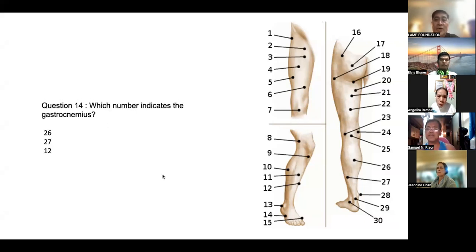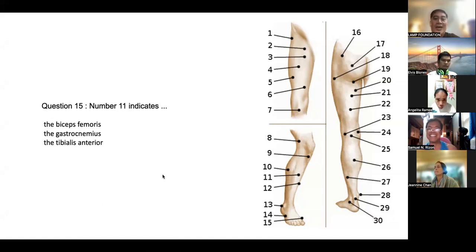Gastrocnemius. Very good. Which number indicates the gastrocnemius? Number 10. Anong number ang gastrocnemius? Okay. Number 26. It's the same, no? 10 and 26. Yeah. Number 11 indicates what? Number 11 is tibialis anterior.